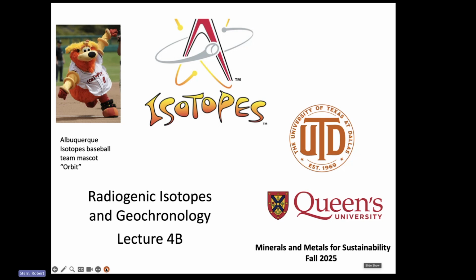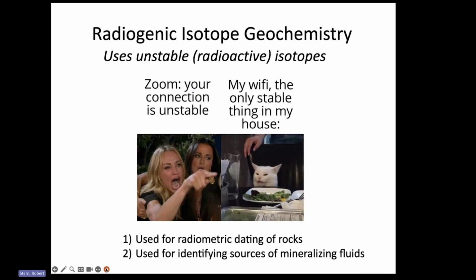So let's talk about radiogenic isotopes and geochronology. So we were talking about stable isotopes. Now we're talking about unstable isotopes, or at least they're unstable until they get to their final daughter product. So in the case of uranium lead, which we'll talk about a lot, uranium is unstable, it's radioactive, and lead is stable, but we really don't think of lead as a stable isotope. We talk about it as radiogenic, right? Created by radioactivity.